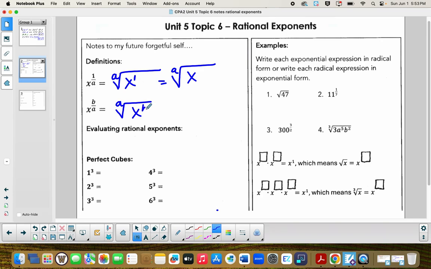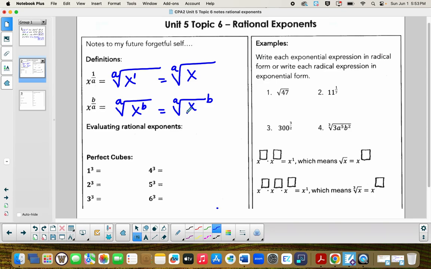Okay, so we can write it like this underneath, or if we want to, we can actually write it this way, the eighth root of x, and then bring that to the b power. Since both of these are really exponents, this is an exponent 1 over a, this is the b power, they're both exponents, so they're in the same row in the whole PEMDAS order of operations, so it doesn't matter which one you do first.